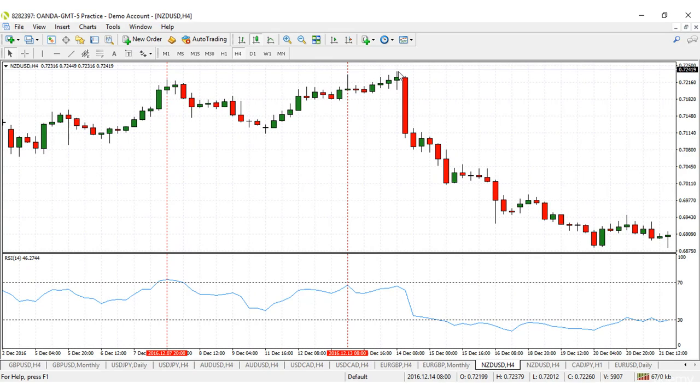Maybe we had a new high here. I'm going to draw another vertical line. This new high actually forms another divergence because the RSI line is lower than the previous level, so it only confirms our view of the market.